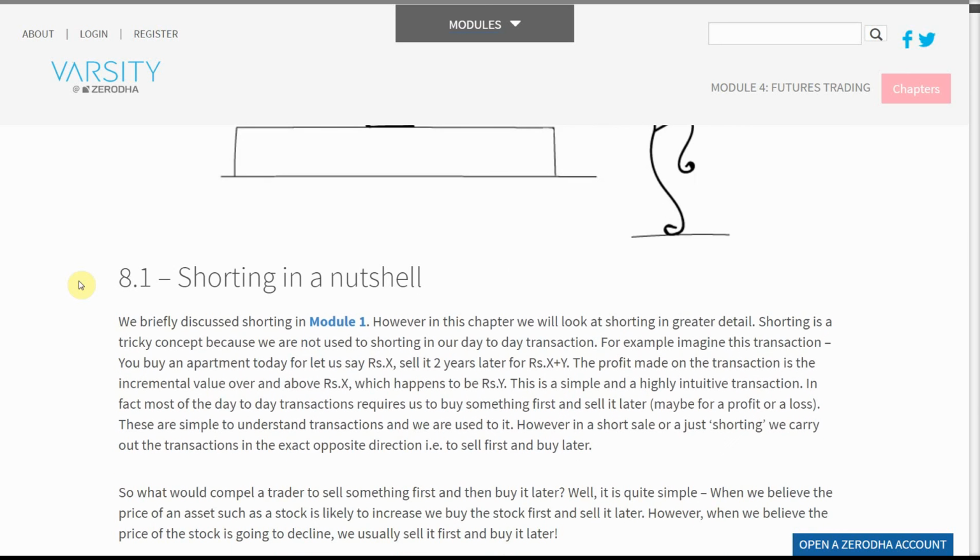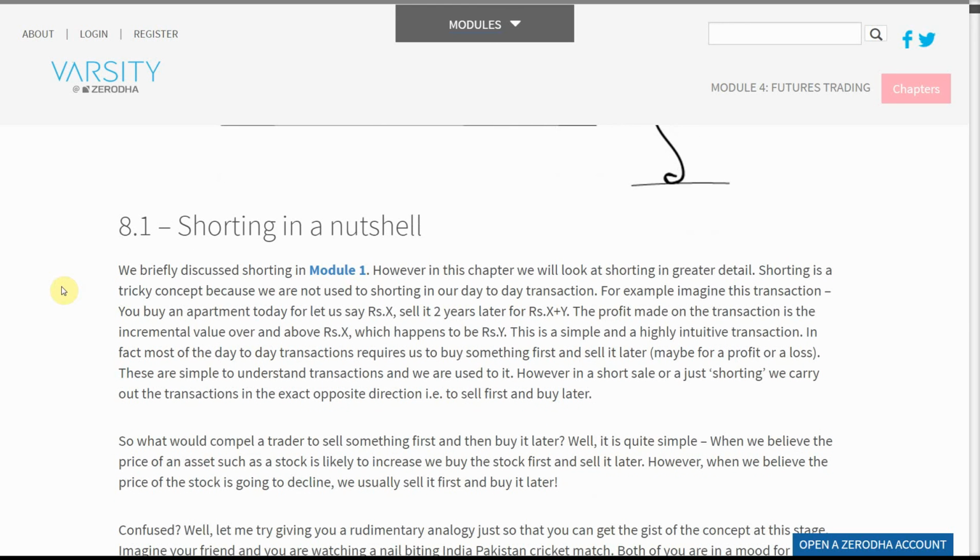Chapter 8. All about shorting. 8.1 Shorting in a nutshell. We briefly discussed shorting in Module 1. However, in this chapter we will look at shorting in greater detail. Shorting is a tricky concept because we are not used to shorting in our day-to-day transactions.